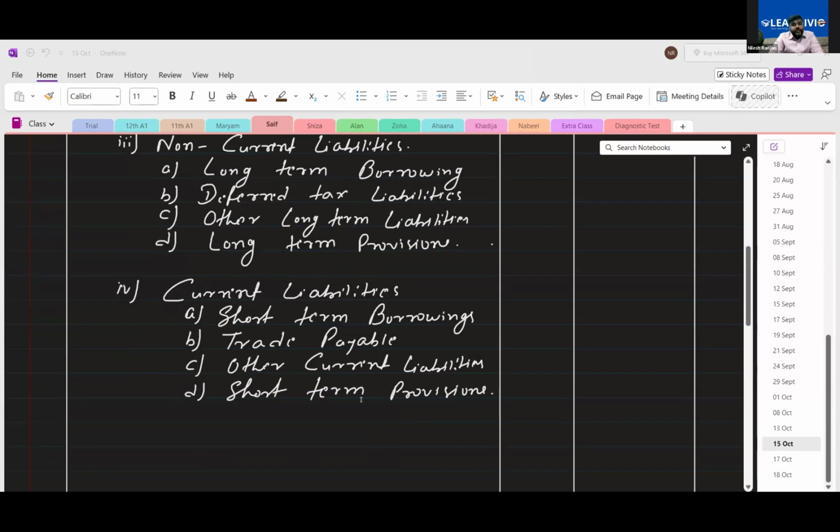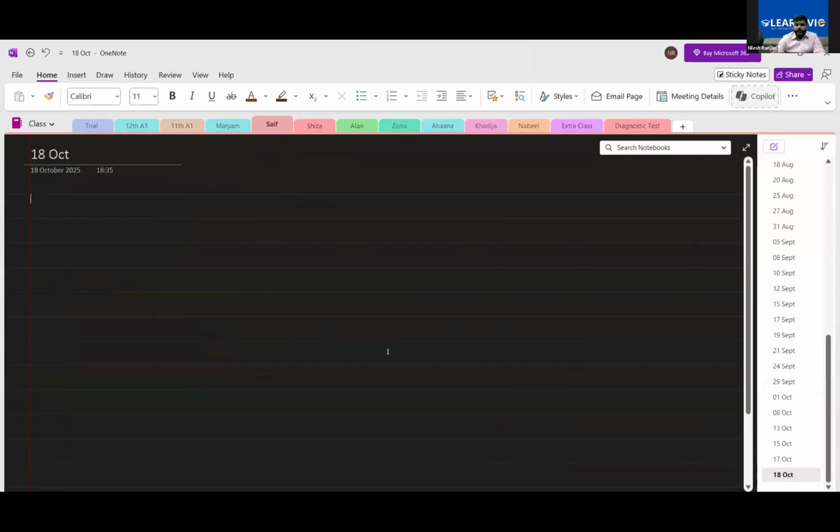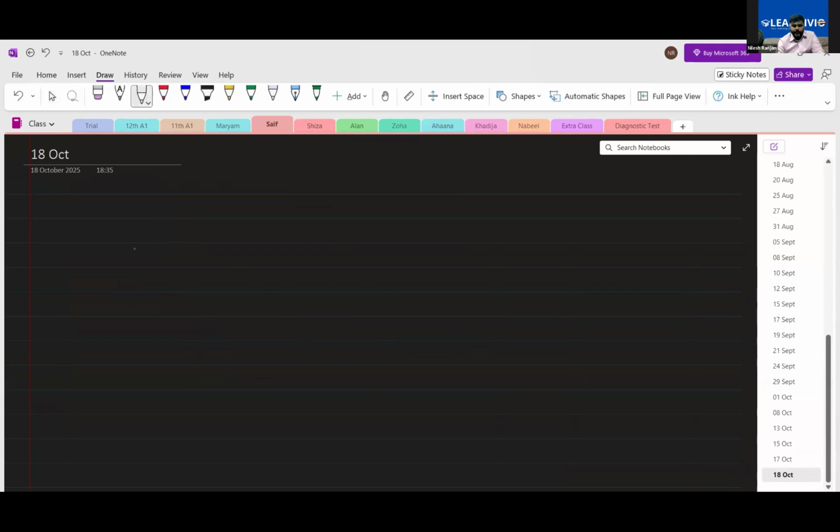After that, there is trade payable. Trade payable includes creditors and bills payable. When we say trade payables, it includes creditors and bills payable.